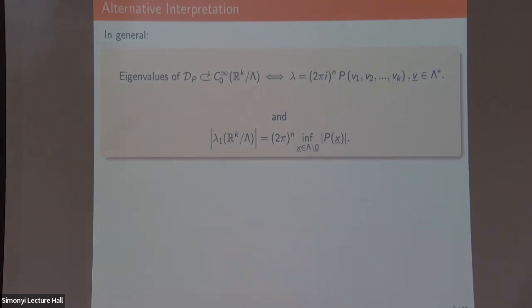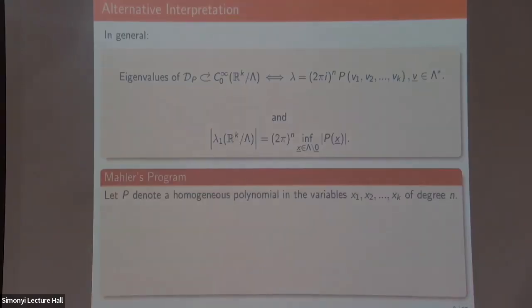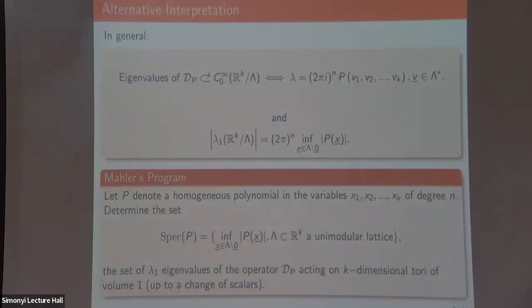So to understand the lambda 1 eigenvalue, we have to understand this problem in the geometry of numbers of what is the shortest vector with respect to the polynomial. It's not really the shortest because it's not a norm, but yeah. So a central program in the geometry of numbers is Mahler's program, which is for such a polynomial p, we want to understand not just one lambda 1 eigenvalue, we want to understand what the lambda 1 eigenvalue could be. We want to understand the set of lambda 1 eigenvalues as a whole. It is a global object.